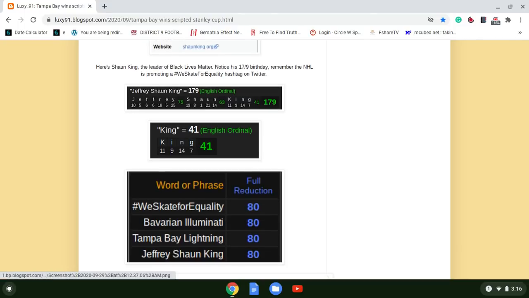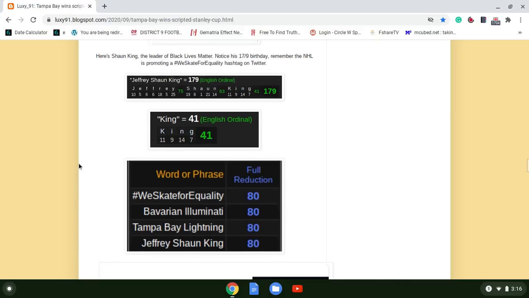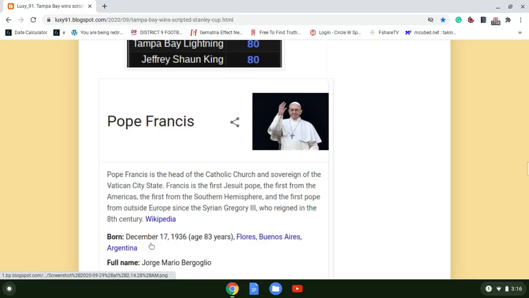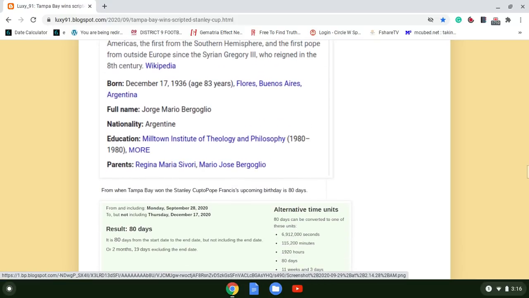So I want you to see how the Tampa Bay Lightning, they sum to 80 in the most pure cipher. So does Bavarian Illuminati. So does We Skate for Equality. So does Jeffrey Sean King. The reason 80 matters is Pope Francis' birthday is December 17th. From the date the Lightning won the Cup to his upcoming birthday is 80 days.